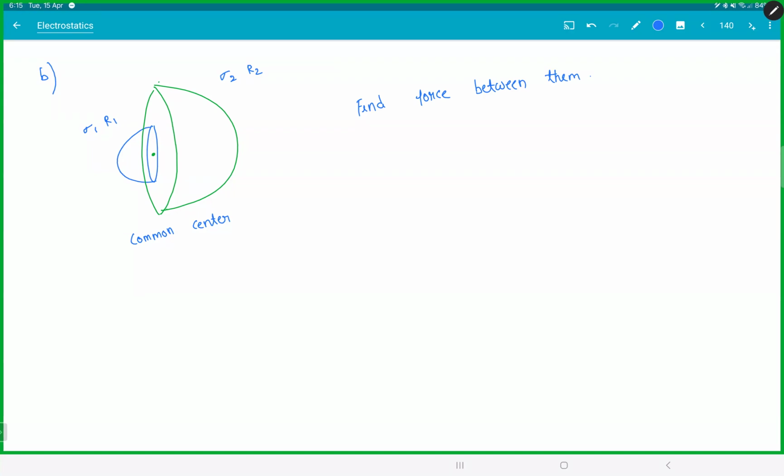Now, unfortunately, there is no symmetry like in the previous one. And you don't know the field due to a half shell. How do we approach this?